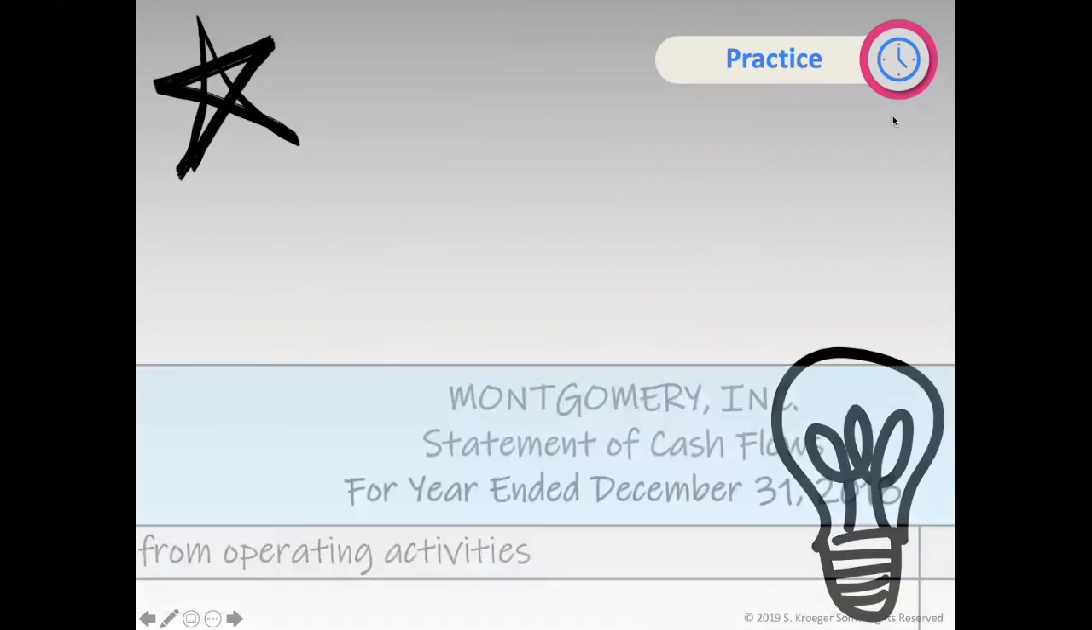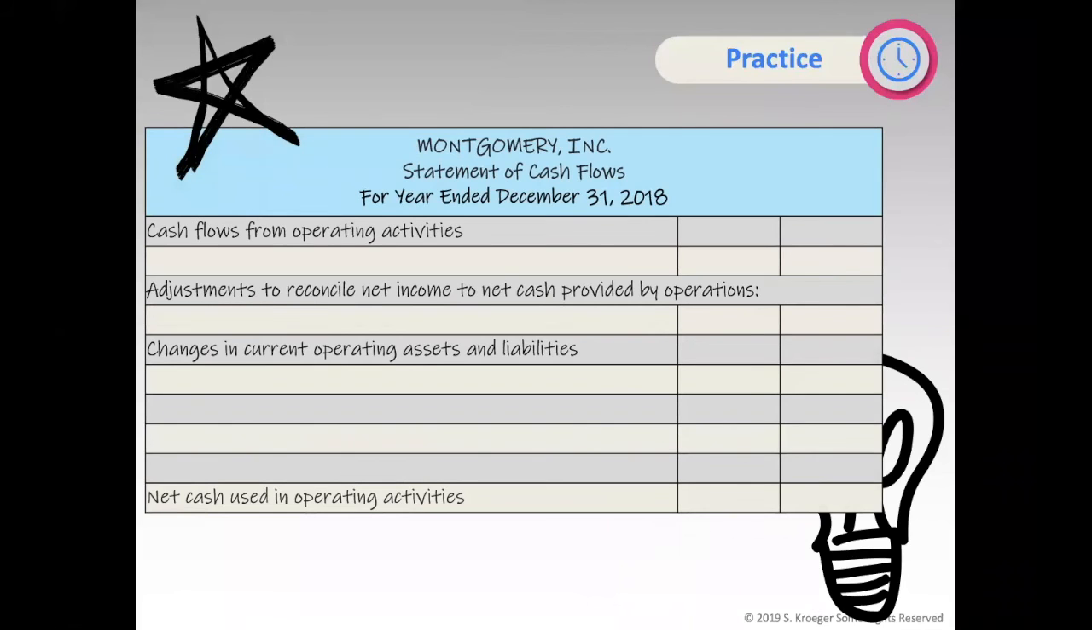Now for the operating section. I have filled in the category headings for you. You just need to input the specific items. What was step one? Remember, we always start with our net income. We get this from the income statement. Let me go back there for a moment.